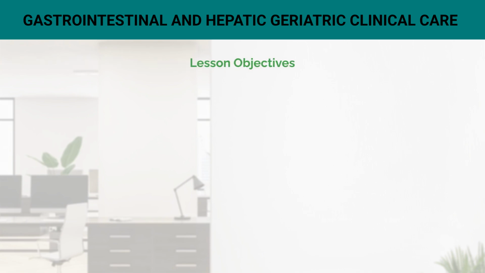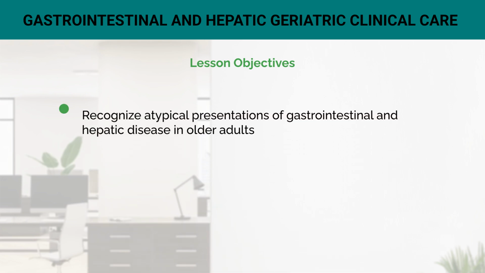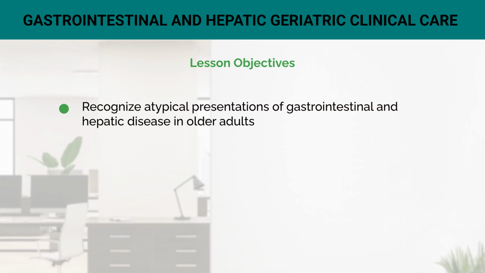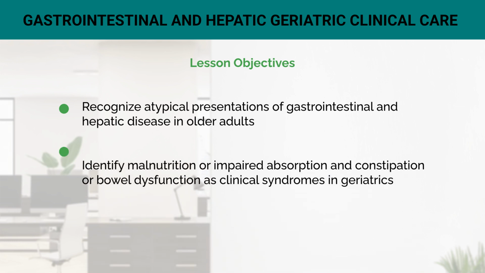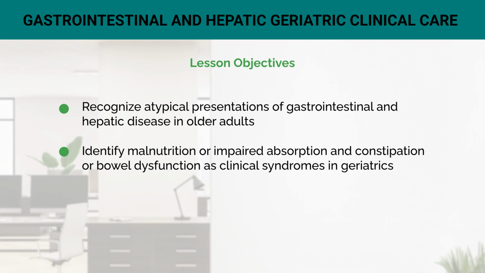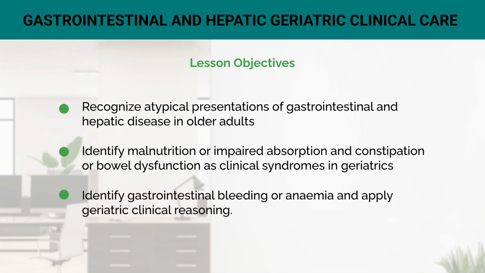By the end of this session, the learner will be able to: 1. Recognize atypical presentations of gastrointestinal and hepatic disease in older adults, including functional and cognitive change. 2. Identify malnutrition or impaired absorption and constipation or bowel dysfunction as clinical syndromes in geriatrics. 3. Identify gastrointestinal bleeding or anemia and apply geriatric clinical reasoning.